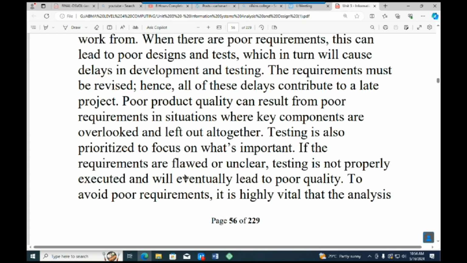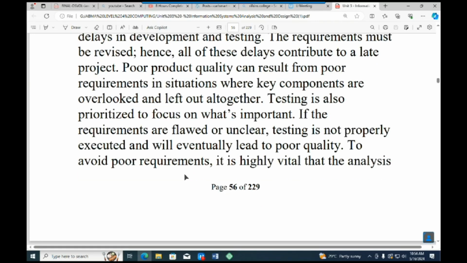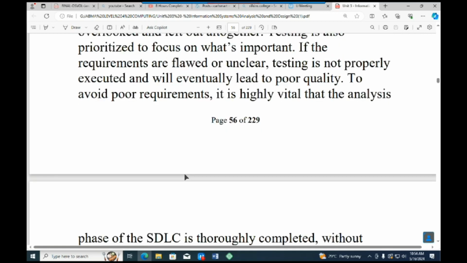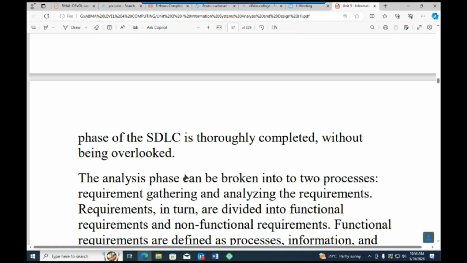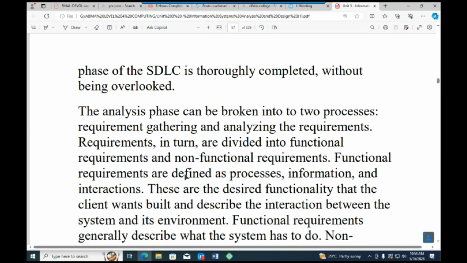Now, to avoid having poor requirements, since having poor requirements has negative impacts, including the project's delay and poor quality of the project or the final product, it is of essence and very important to make sure that you go through the analysis phase of the system development life cycle thoroughly and completely. You don't overlook anything.